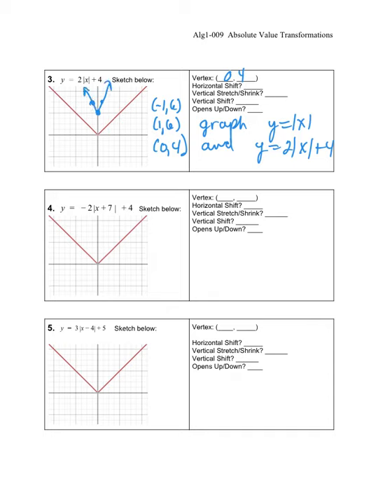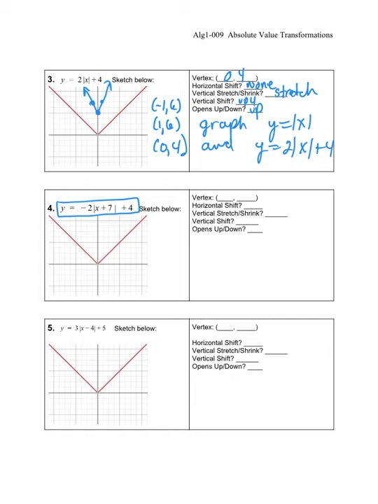Okay, so it doesn't shift left or right, so there's none. It is more narrow, so that is a stretch. Does it move up or down vertically? Up 4, and it opens up. Number 4. All right, now you're putting this graph into Desmos, and I would leave the parent graph.